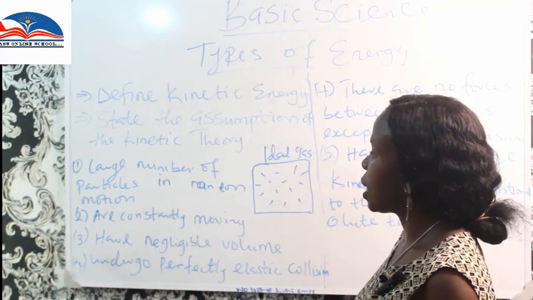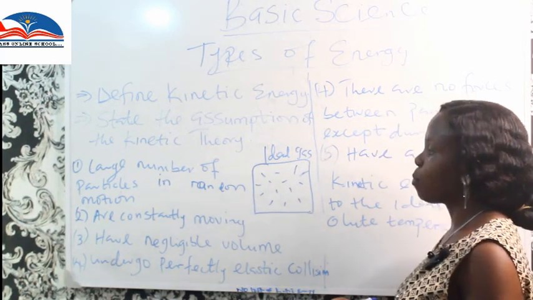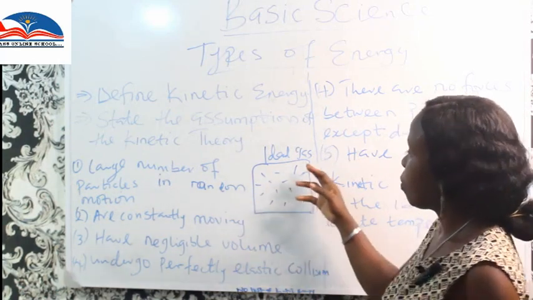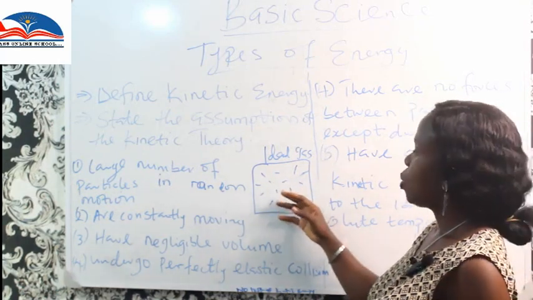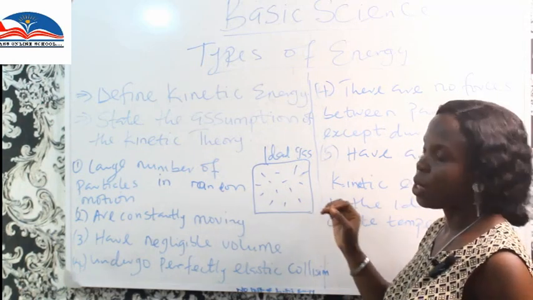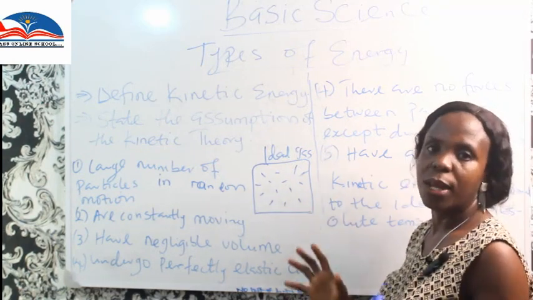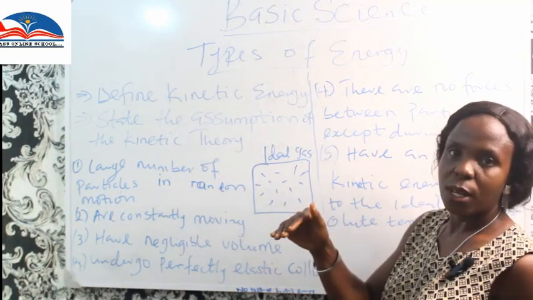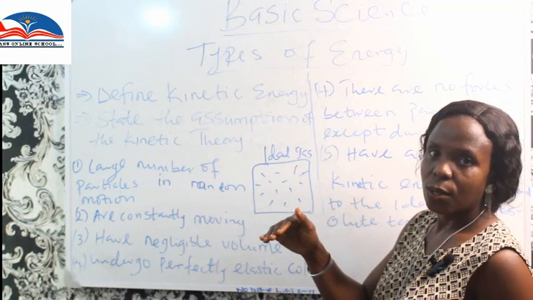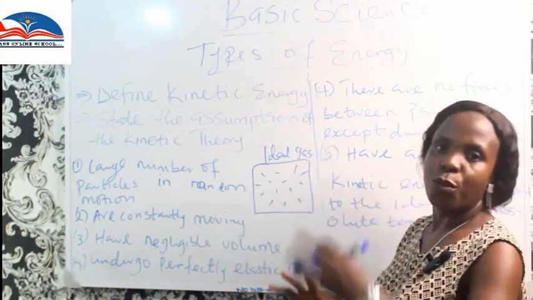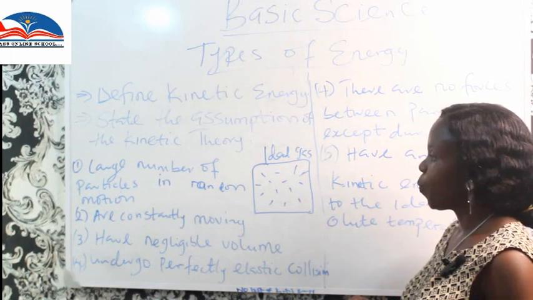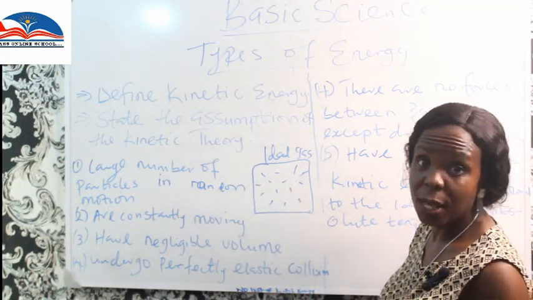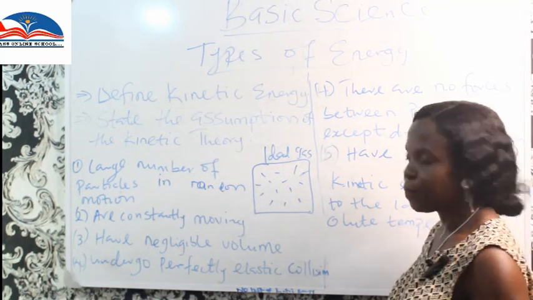Assumption number two is that they are constantly moving. If you look at this ideal gas box, you see that the particles in here are in constant movement, because they don't move in the same direction. They are always moving in their own direction. Remember, they are microscopic substances that cannot be seen with our own eyes.